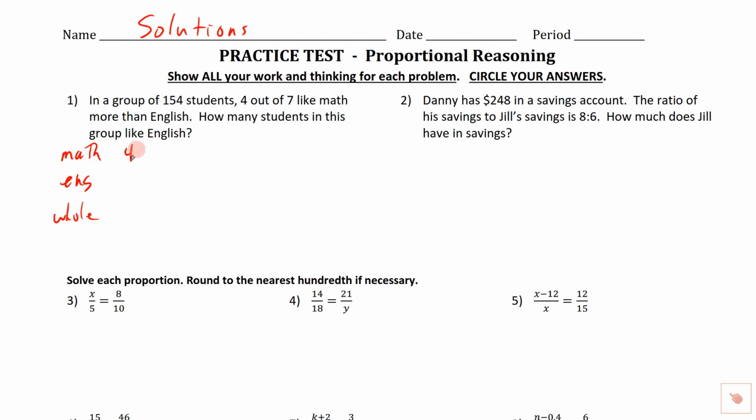So this is going to be 4 out of 7, so that means the ratio here would be 4 to 3. And then it says there's a group of 154 altogether. So what we need to realize is this is all the students all together. If we added them all up, like 4 plus 3 equals 7, we're going to add the two of these actual numbers, the larger numbers of students, and we're going to get 154. So that's going to allow us to figure out what the scale factor is here. So we're going to take 154 and divide it by 7.